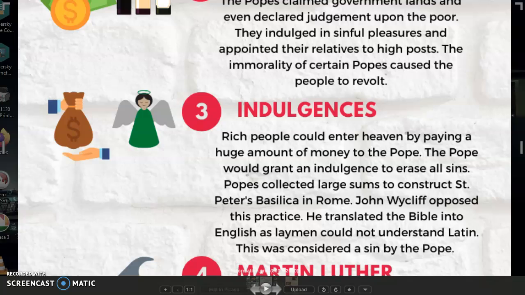Popes collected large sums in the name of indulgences to construct the famous St. Peter's Basilica, a large church in Rome. John Wycliffe, a translator of the Bible, opposed this practice. At the time, Bibles were available only in Latin, and the priests tricked people into following Latin they did not understand, and they even mentioned certain rules which were not even written in the Bible. So John Wycliffe translated the Bible into English as the common people could not understand Latin. The translation was considered a sin by the Pope.